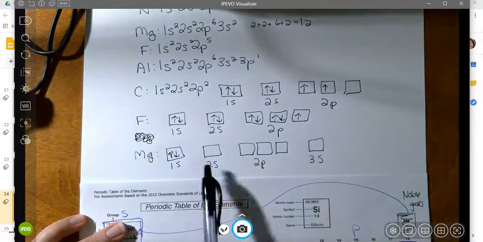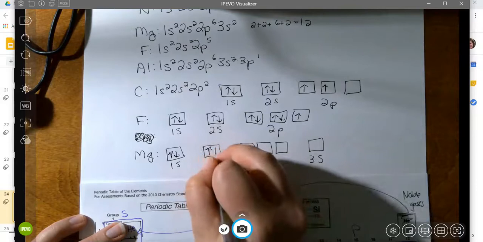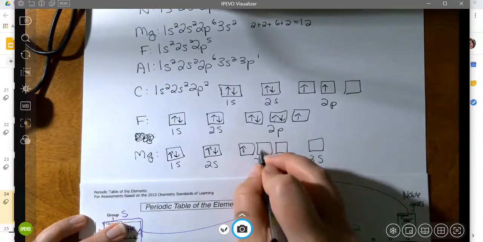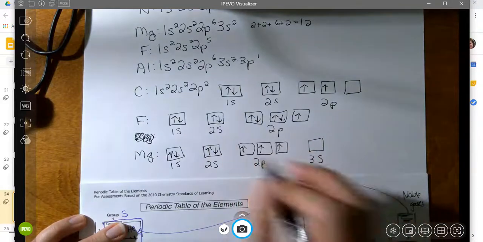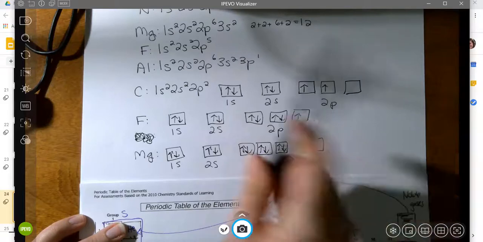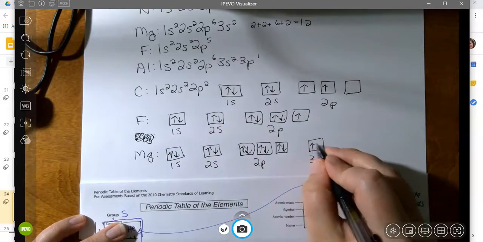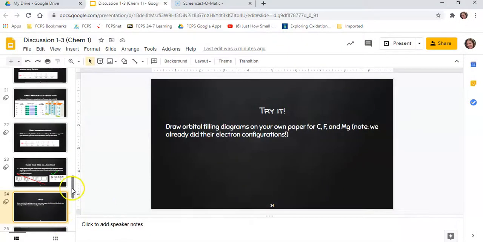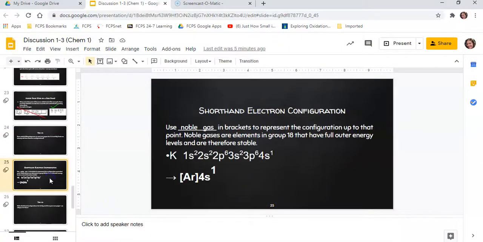2s2. So I need 2 electrons in here, 1 up, 1 down. 2p6. So 1, 2, 3, I do have to pair up, 4, 5, 6. And 3s2, 1 up, 1 down. So if you can do the electron configurations, this is not so difficult. It's important to master the electron configurations first and then come back and get good at the orbital notation.